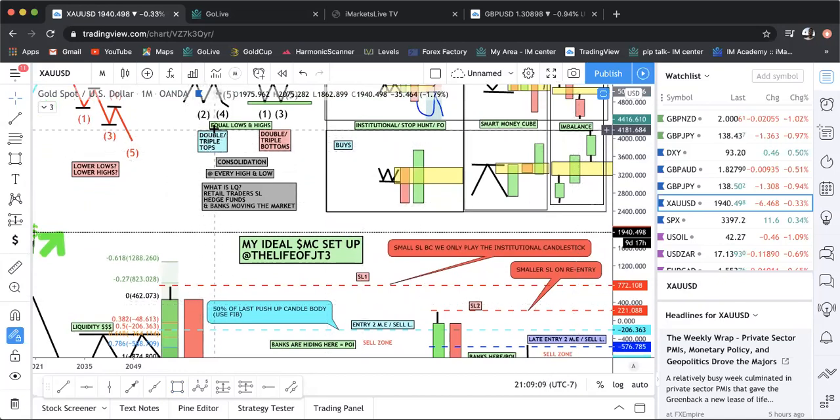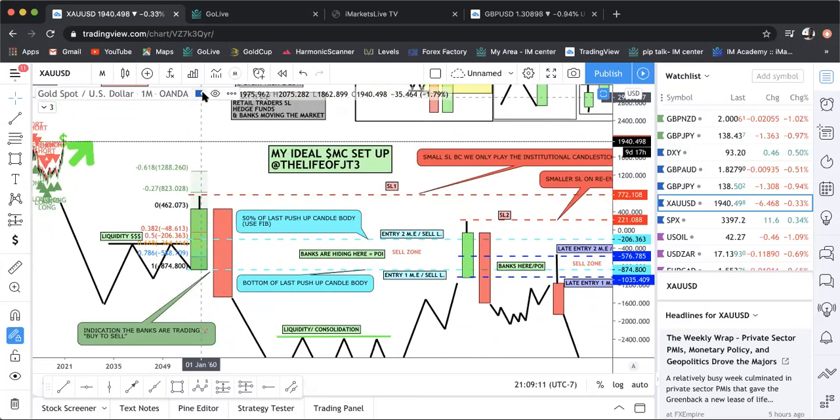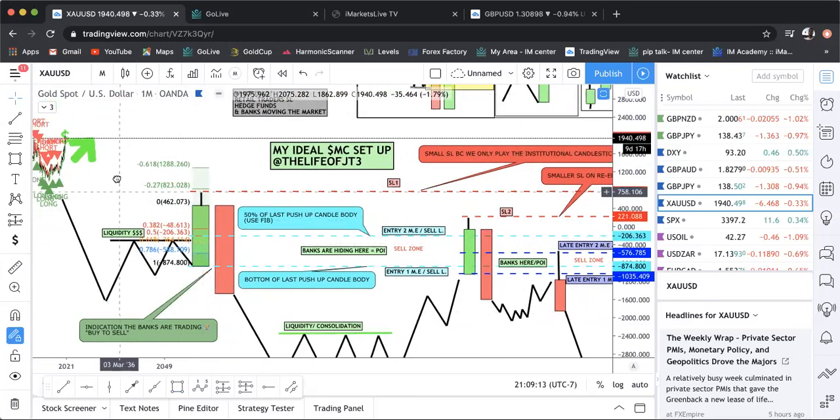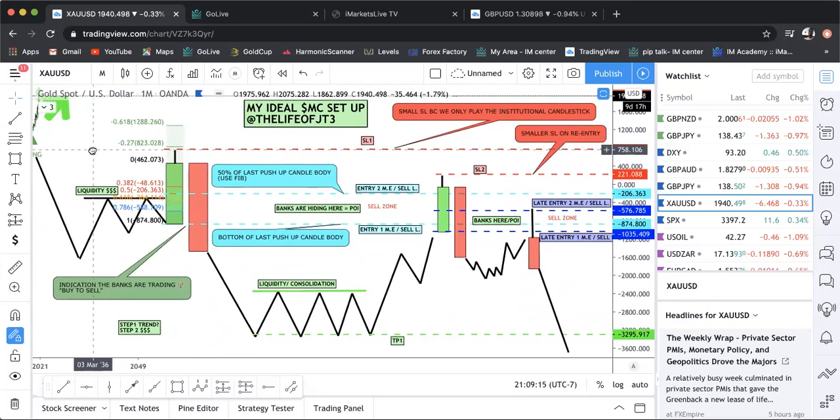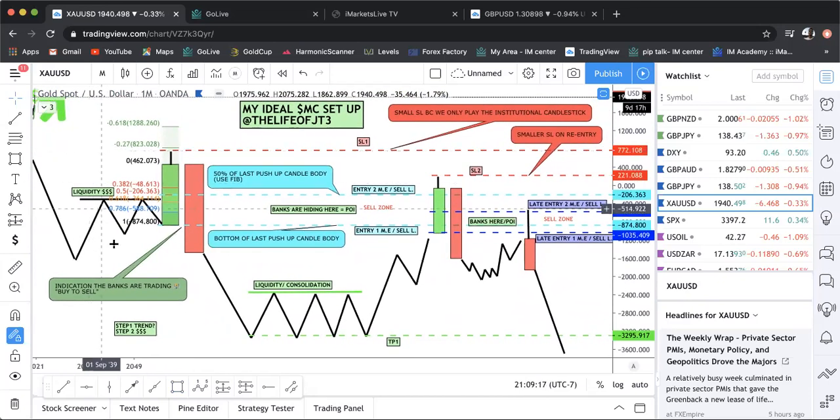Double tops, triple bottoms, equal highs or equal lows. We have some equal highs right here. So that means liquidity is actually starting to build up, family. With the liquidity building up right there, we know that there's actually money on top of that. There's a bunch of stop losses. There's a bunch of money on top right here.